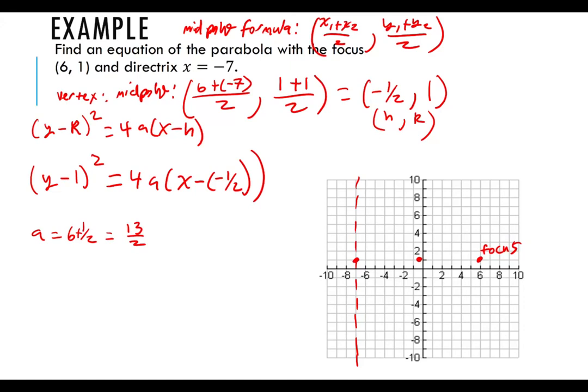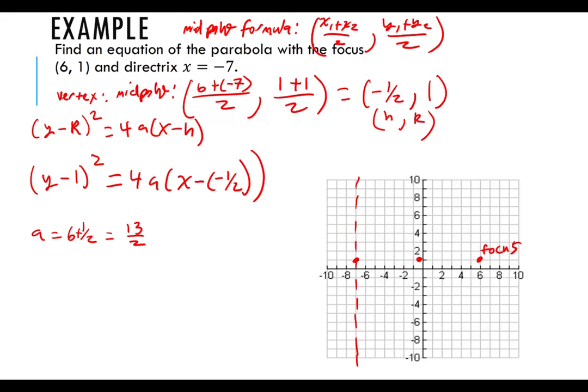Now let's confirm that. If you would rather, you could have used the distance formula. You could have taken the distance between the directrix and the focus, squared it, square rooted it, and divided by 2 to confirm, but I claim since it lined up so nicely, we were perfectly fine.